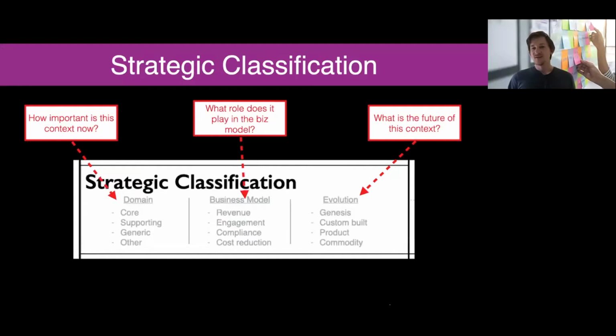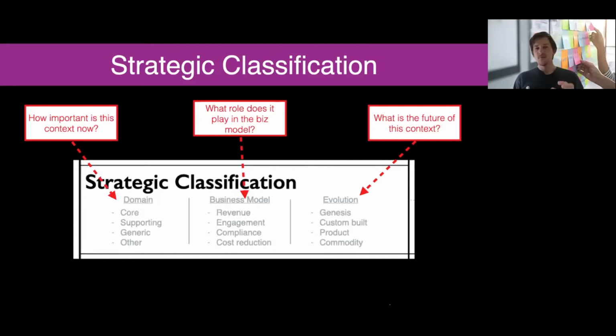Then we get to something interesting and a bit more difficult, which is strategic classification. And so this is a free text field, but I've put some placeholders in there as a starting point of things you might want to think about. So firstly, we have how important is this context in the domain to the company? So a core domain is the parts of the system that we think as a company, these are the most important parts that we need to focus on.